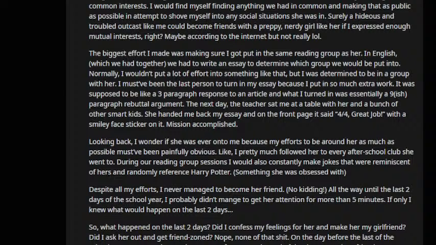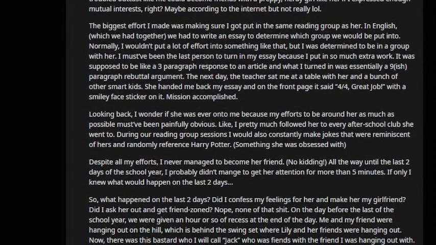The biggest effort I made was making sure I got put in the same reading group as her. In English, which we had together, we had to write an essay to determine which group we would be put into. Normally, I wouldn't put a lot of effort into something like that, but I was determined to be in a group with her. I must have been the last person to turn in my essay because I put in so much extra work.